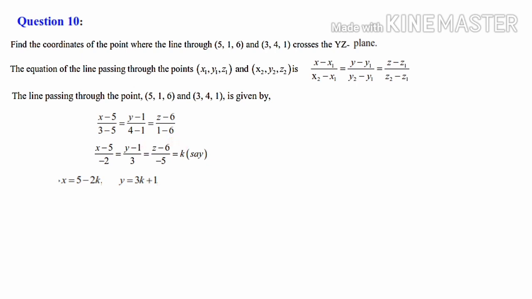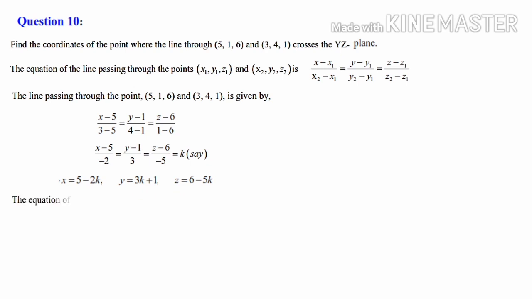When you equate this third term with k, we will get z is equal to, there is minus 5 into k, that is minus 5k. This minus 6 will go to the right side, it is plus 6. So z is equal to 6 minus 5k. So we have got x value, y value, z value with k. But if we know the value of k, we will be able to find out the coordinates. So let's find out the value of k.